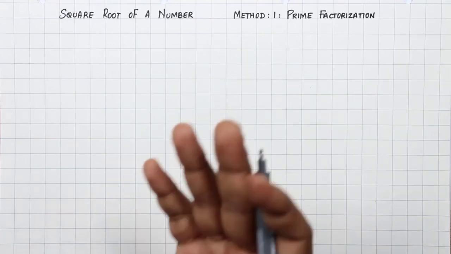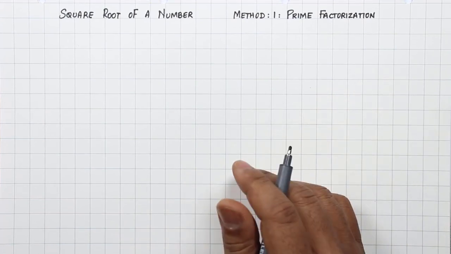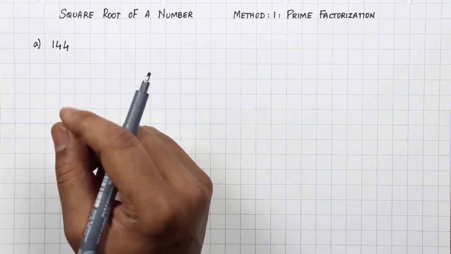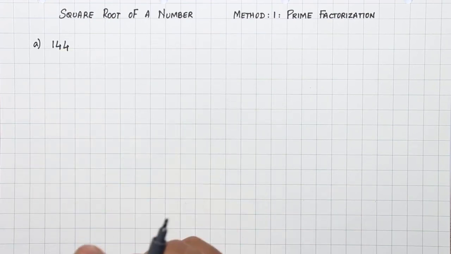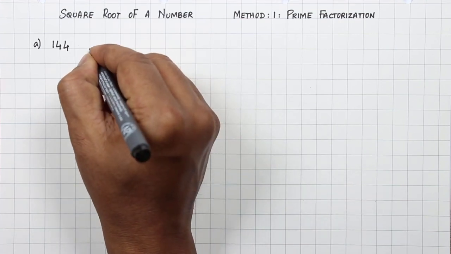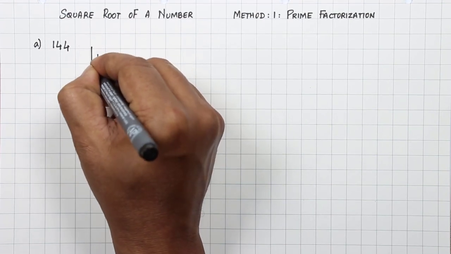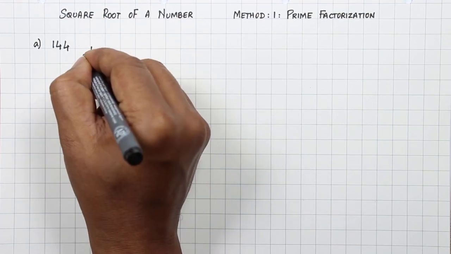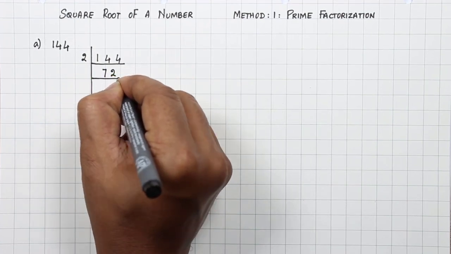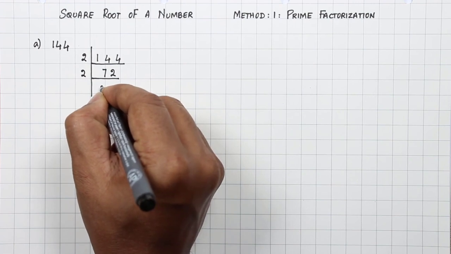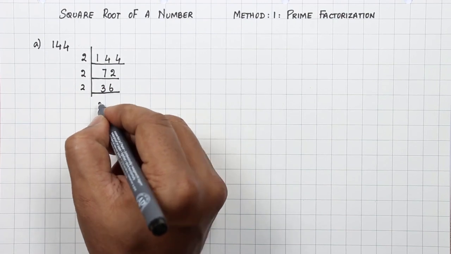Let's find the square root of a given number. Now there are several methods to find it. The first method is prime factorization. The first number here is 144. For 144, we do the prime factorization using the normal procedure. I'll divide 144 by 2, which gives me 72. Again divide this by 2, that gives you 36. Again divide this by 2, which will give you 18.